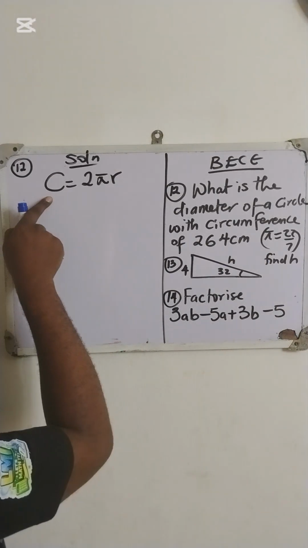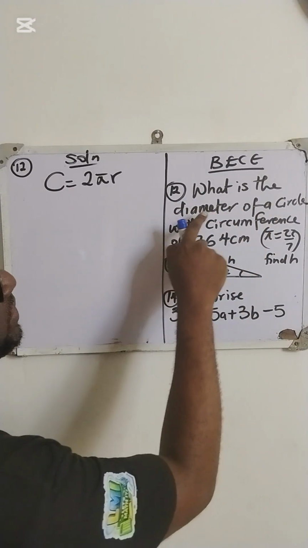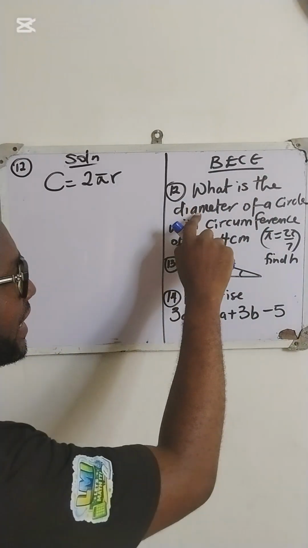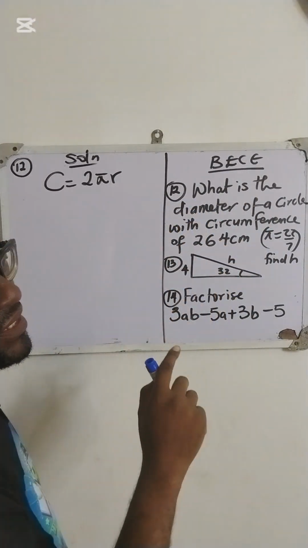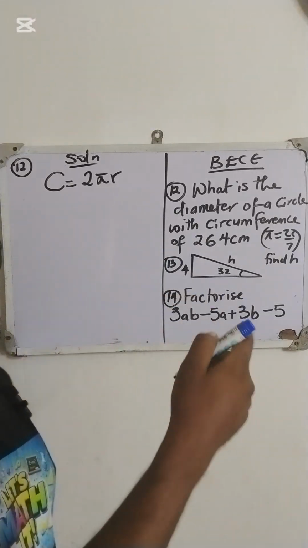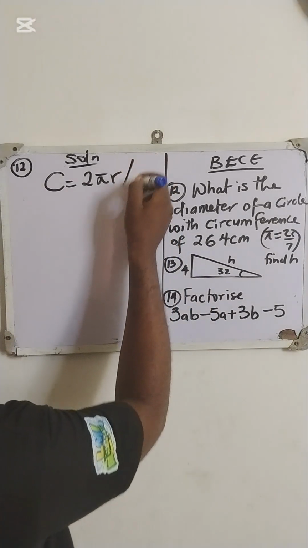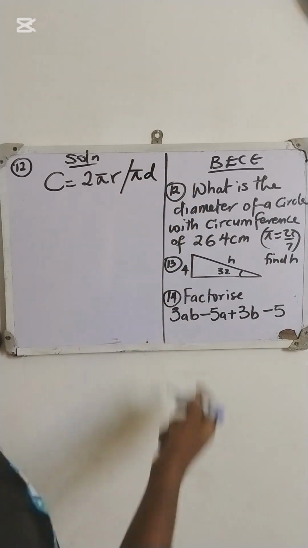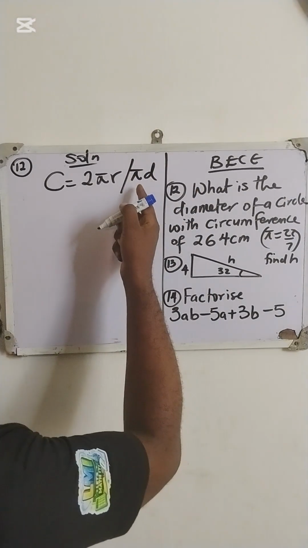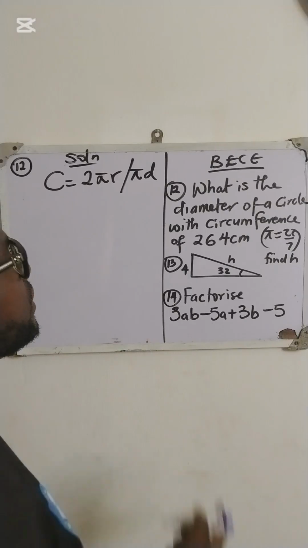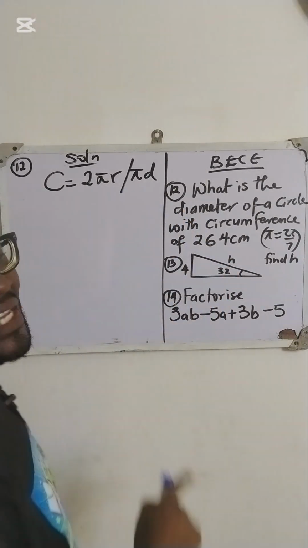Now, circumference is given. We are looking for what? The diameter. Note this, the diameter. There's also another formula, pi d. This is also the circumference of a circle, pi d. So let's use pi d since diameter is involved.